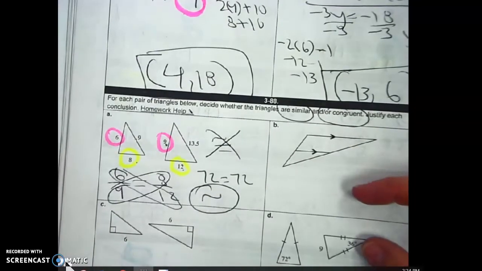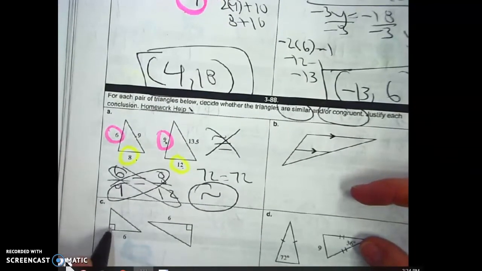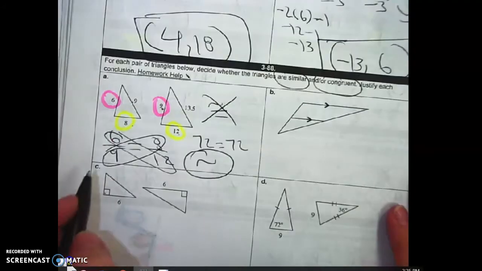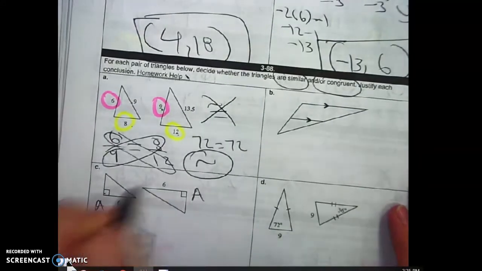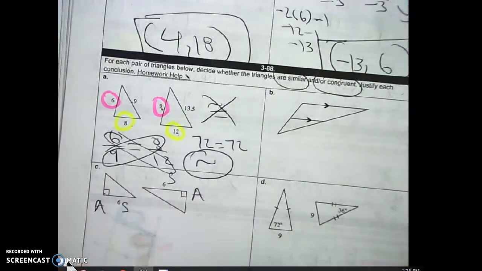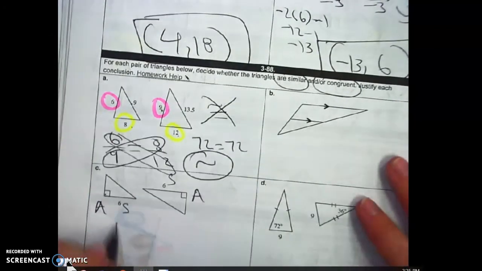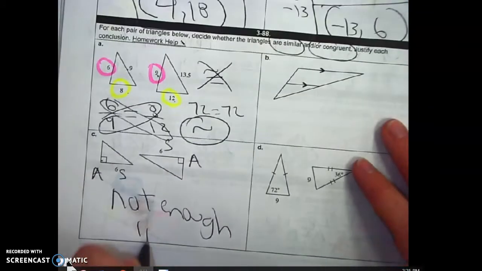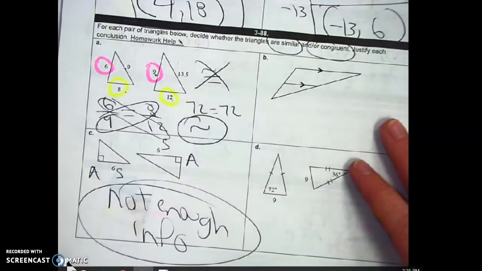Let's see. This is 90 degrees and this is a 6. Hold on. So their angles are the same and the side is the same. That's not enough information for me. There's not enough info. Not enough information, okay?